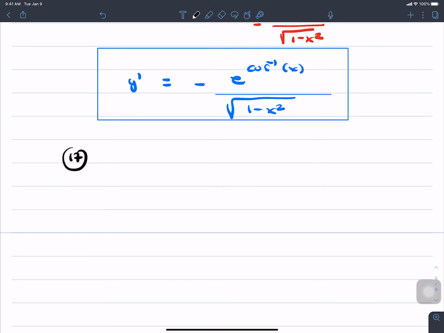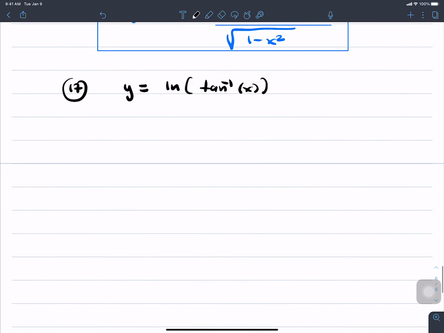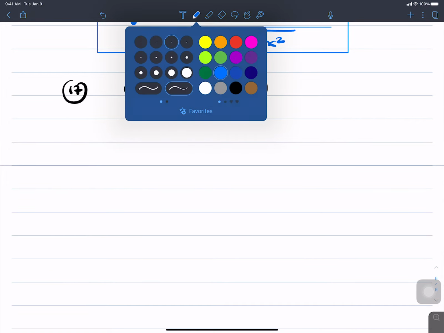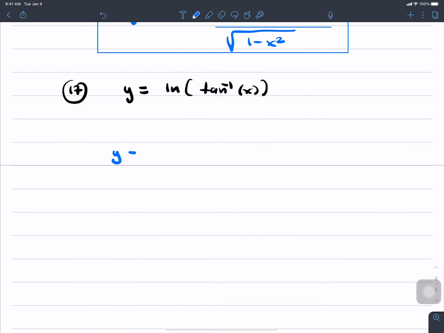17. How about y equals, how about natural log of inverse tangent? So you need to know the derivative of the natural log function.